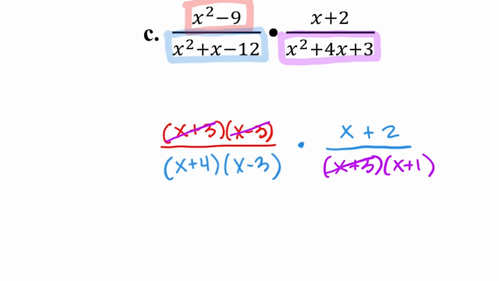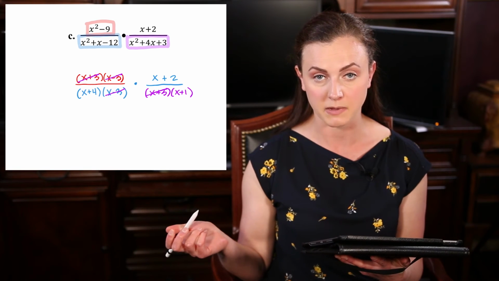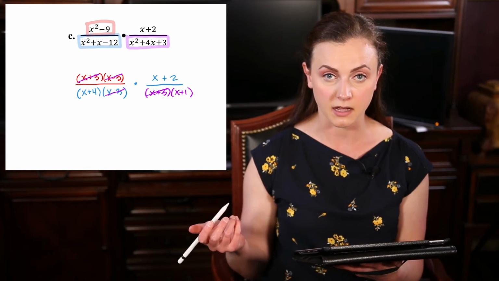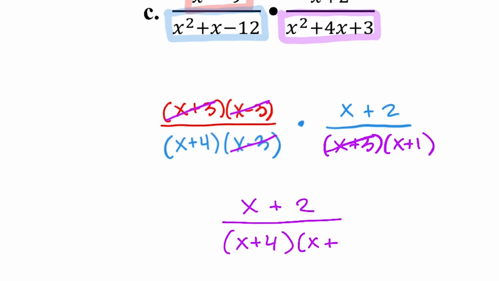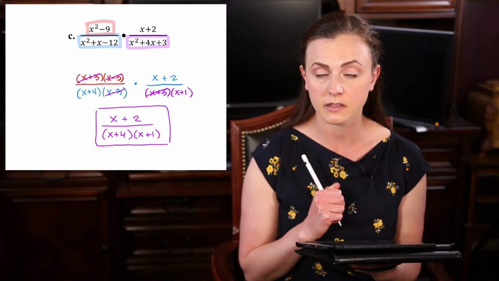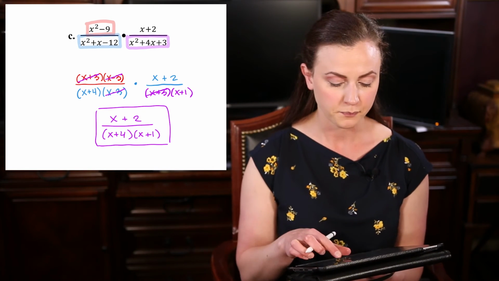We have an x minus 3 on top and bottom, but we don't have anything else that shows up in both places. So that means we're done, and we'll just bring everything together. On top, we are left with x plus 2, and on bottom, you just have x plus 4, x plus 1. And that would be your answer. You can choose to multiply out the denominator in this case if you want to. I usually leave it factored.